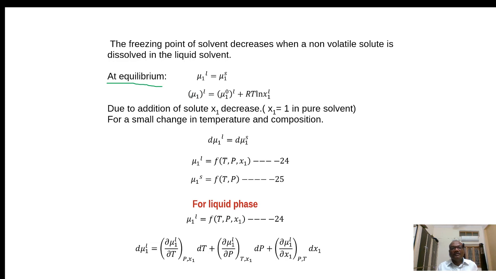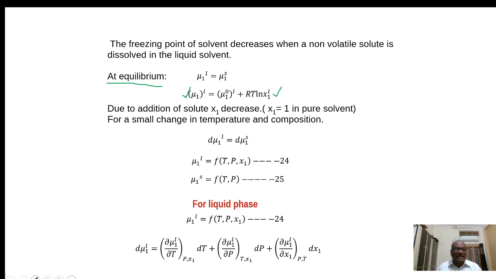So now we are writing for the liquid: mu1 L is equal to... L is the liquid phase, mu1 is always given for solvent, and mu2 is for the solute. Chemical potential of solvent is represented by mu1. So mu1 in liquid phase is equal to mu naught 1 plus RT log x1. This is a relationship between the chemical potential of a liquid in the solution and its mole fraction in the solution. This equation explains the relationship between the chemical potential of solvent and its mole fraction in the solution.